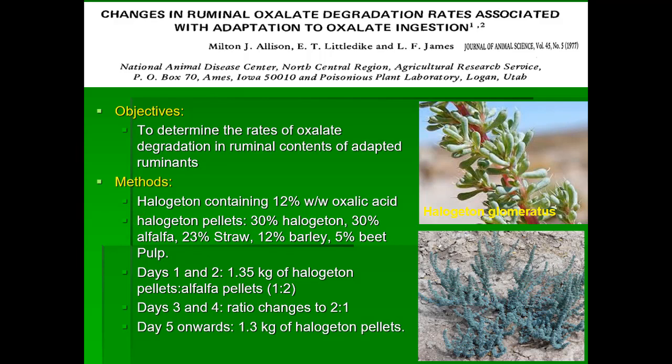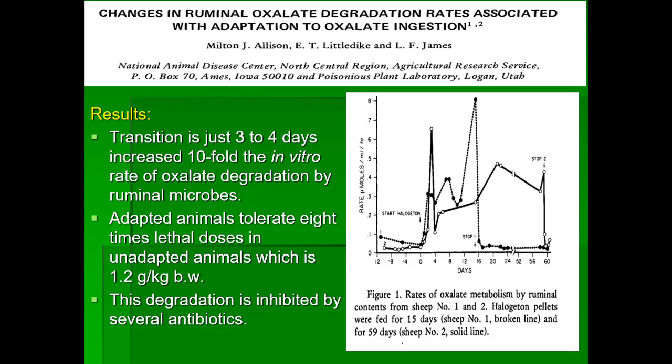And during day 1 and 2, the sheep were given 1.3 kilograms of halogeton and alfalfa pellets in a 1-to-2 ratio. On day 3 and 4, the ratio changed to 2-to-1 in favor of the halogeton pellets. And on day 5 and longer, they were given just the halogeton pellets containing 30% of halogeton. So the results are shown on this figure here.